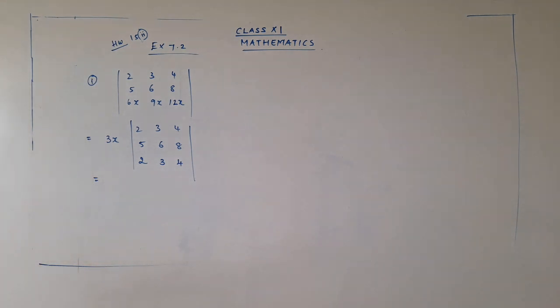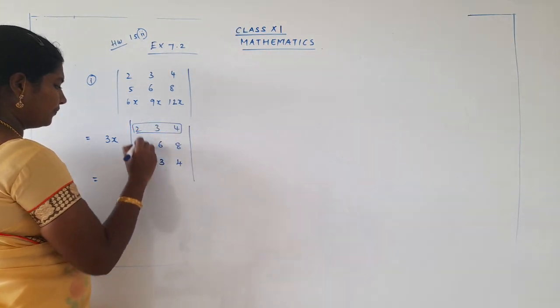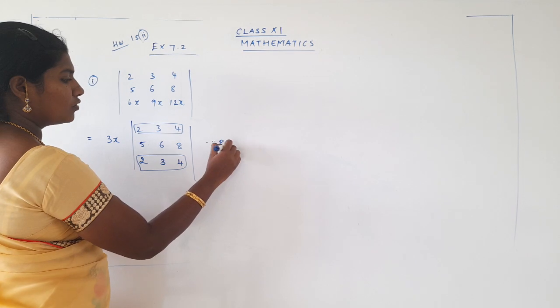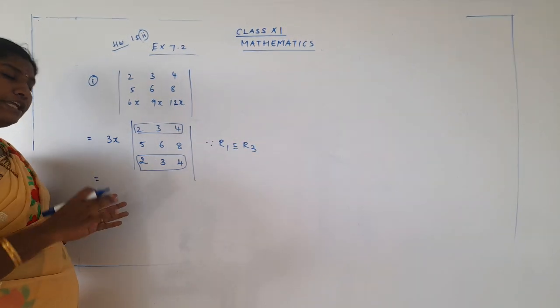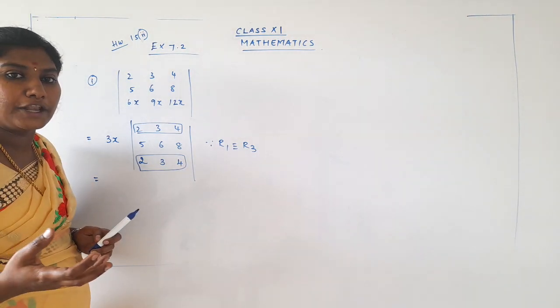I get 3x into the determinant of 2, 3, 4, 5, 6, 8, 2, 3, 4. Now just see here, the first row and the third row are identical. Yes or no? The first row and the third row are identical. So since row 1 is identical to row 3, if any two rows or any two columns are identical, then we know that the determinant value is 0.